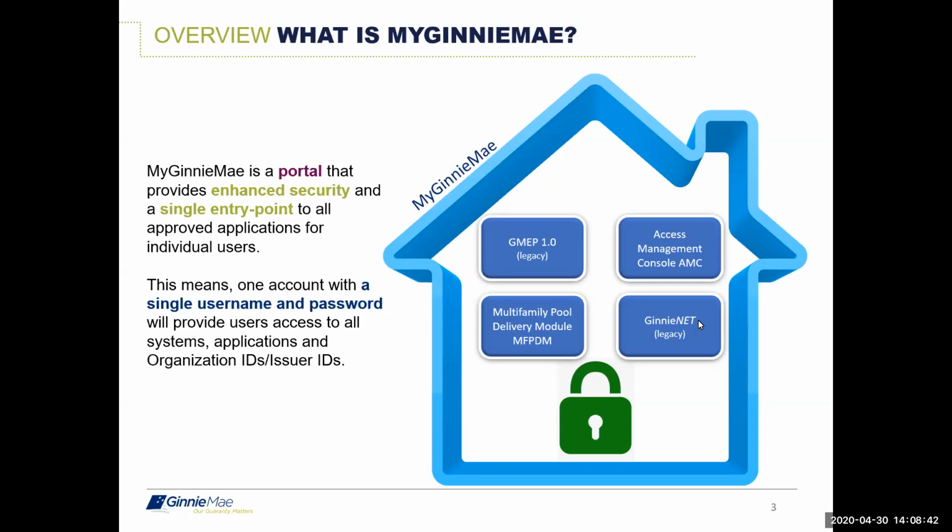Those systems remain unchanged. Our modernized applications have been added. If you need to access them, the access will be available to you. But the bottom line is you only need one username and password to access all of the systems and all of the issuer IDs that you need to access. So it's a house. MyGinnieMae is a house with a very secure front door that gets you access to all of these rooms known as applications that you'll need to access to do business with us.